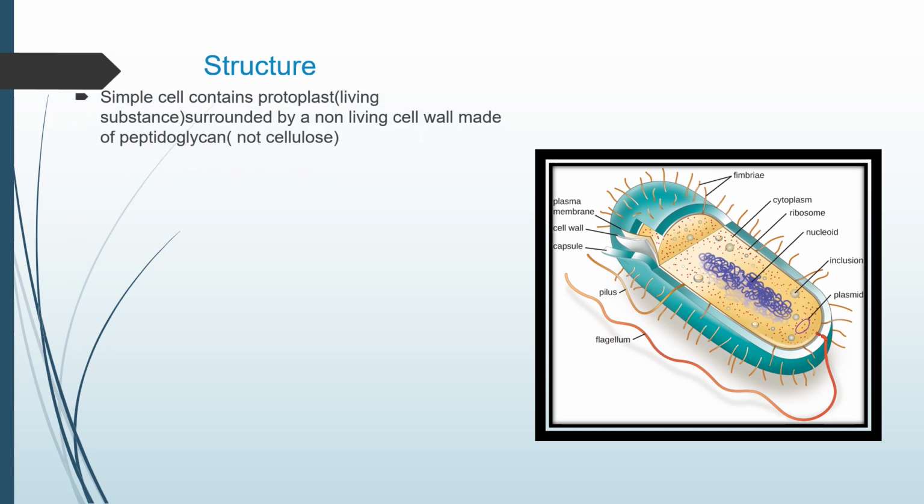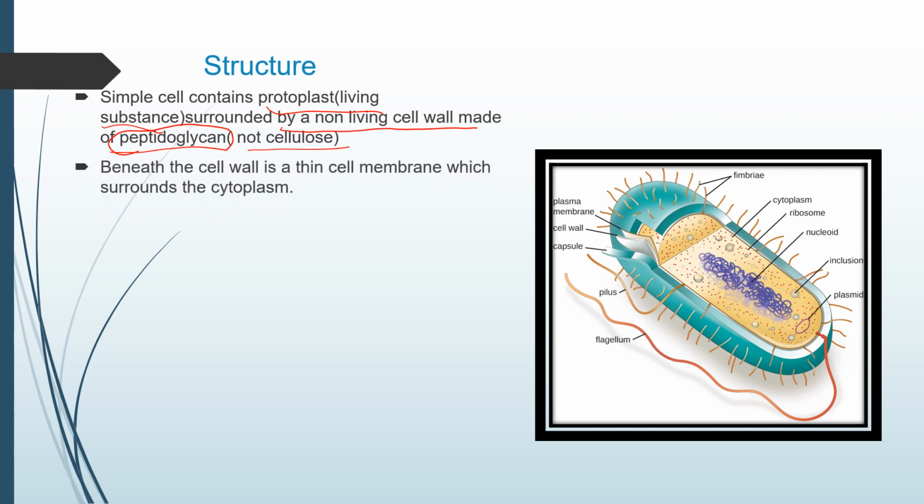It is a very simple cell which consists of protoplast, the living substance inside, surrounded by a non-living cell wall made up of peptidoglycan. Just remember this term peptidoglycan, it is not made up of cellulose. In plant cells the cell wall is made up of cellulose, but in bacteria it is made up of peptidoglycan. Beneath the cell wall, the outer covering, is the plasma membrane, the thin cell membrane which surrounds the cytoplasm.